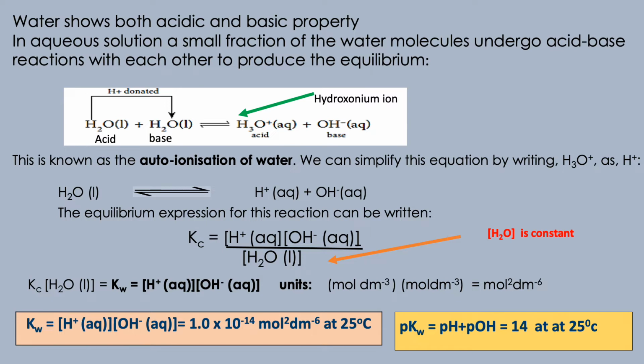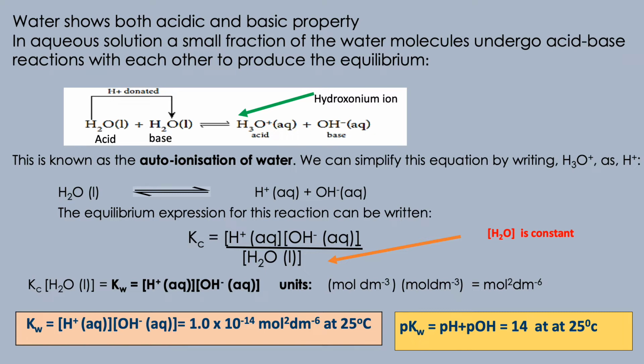We can simplify this equation by writing H+ instead of H3O+. So the equation is simplified as H2O liquid gives H+ ions plus OH- ions. The equilibrium expression for this reaction can be written as Kc is equal to the concentration of the products divided by the concentration of the reactants. So H+ ion concentration times OH- ion concentration divided by the concentration of water.